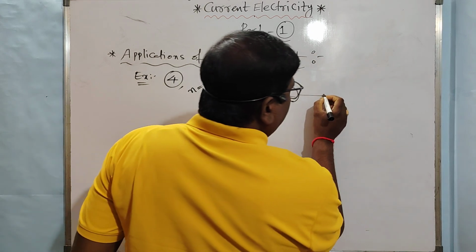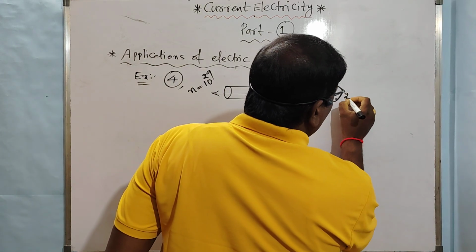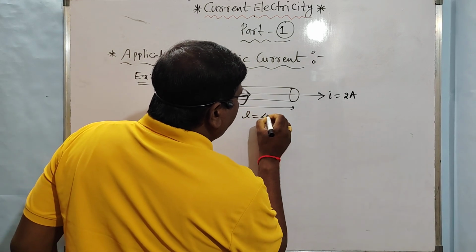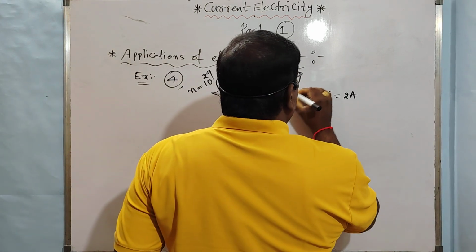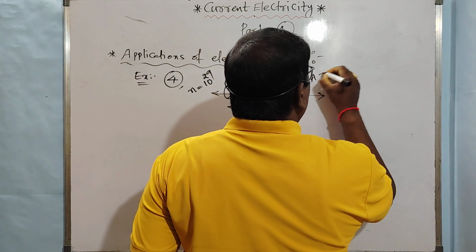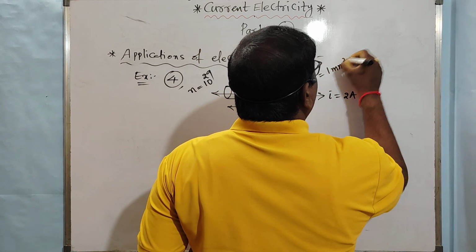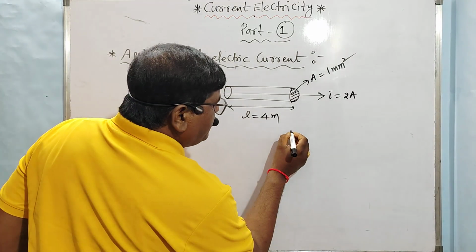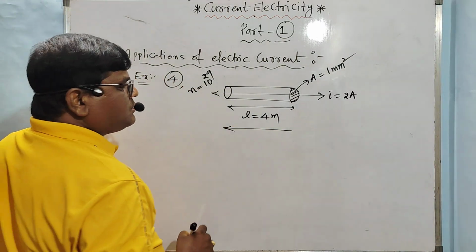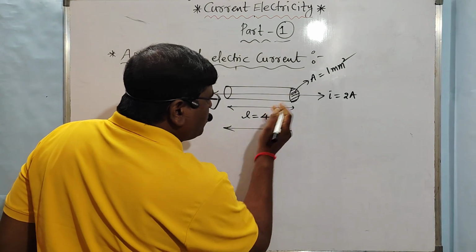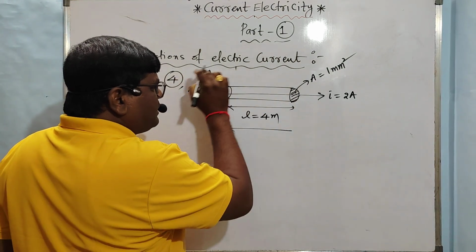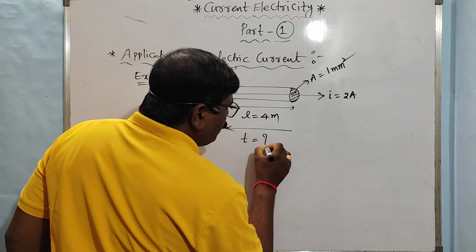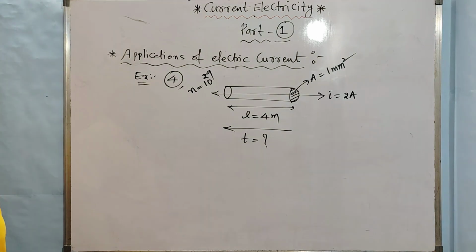Okay, right? So the current passing through this one, I is equal to 2 amperes. Length of the conductor is given as here what? 4 meters. And the area of cross section of this conductor is given as 1 millimeter square, right? So then how much charge flows in a time interval, right? To cross the number of electrons in what time? In what time? This is the question, right?